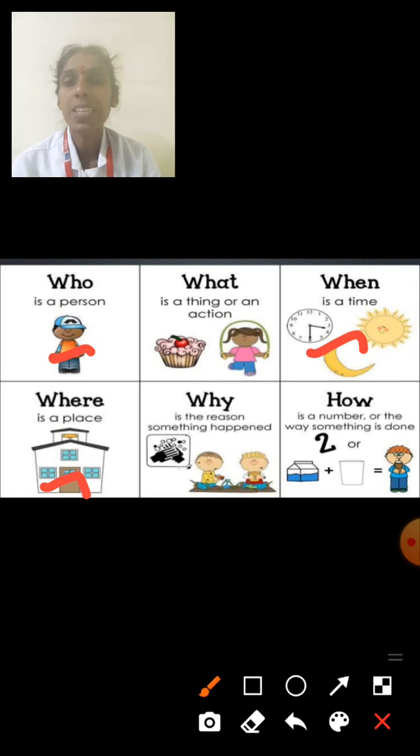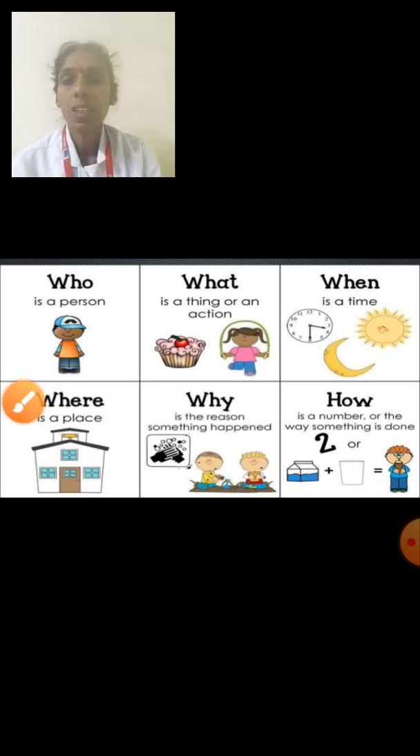Why is used to ask for a reason. We should use the question word why when asking for a reason. Then how is used to ask about a number or the way something is done. For that purpose we are using how.